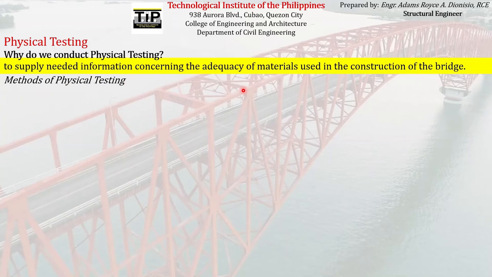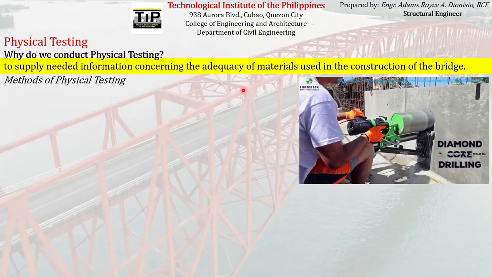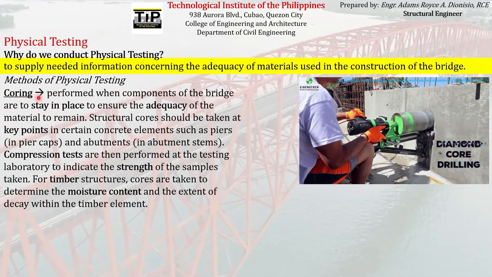There are actually different methods of physical testing. And the first one that we will study in this discussion is core testing. Coring is performed when components of the bridge are to stay in place, to ensure the adequacy of the material to remain. Structural cores should be taken at key points in certain concrete elements such as piers, so the core must be collected from the pier caps themselves in the case of piers, and in the abutment stems for the case of abutments.